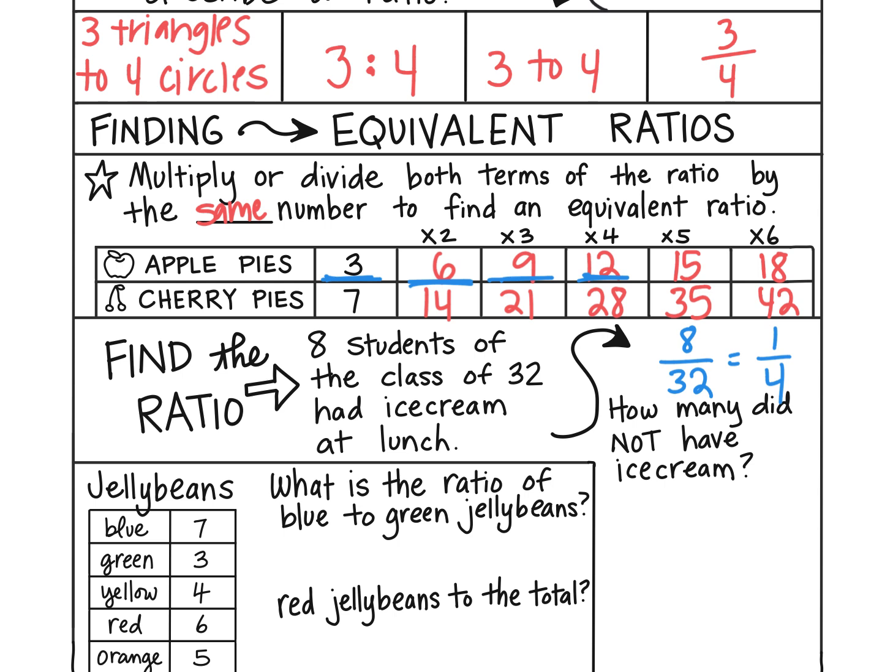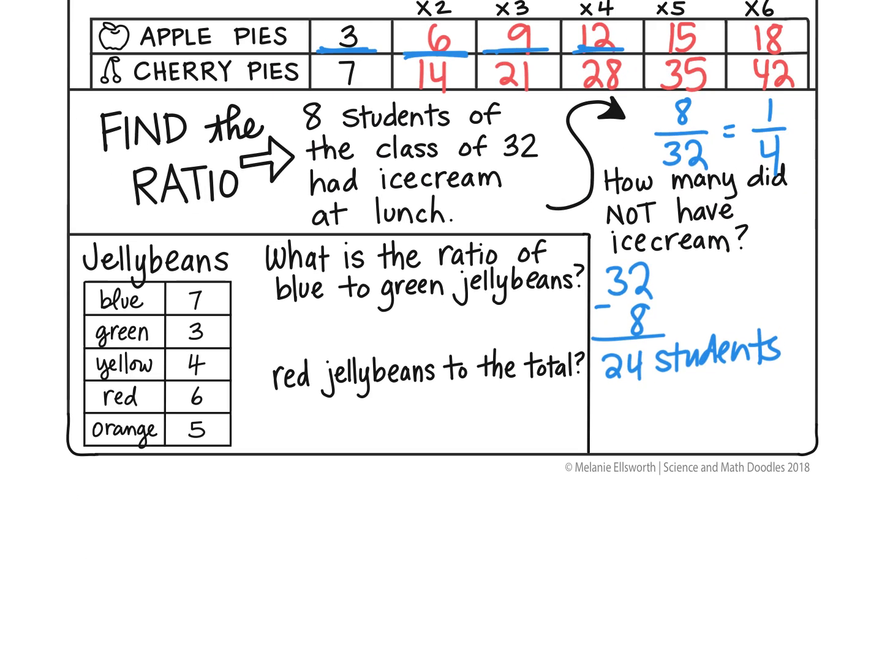Hold on, we'll write the ratio in a second. 32 minus 8 is 24. So 24 students did not have ice cream. So 24 out of 32 is equal to 3/4.